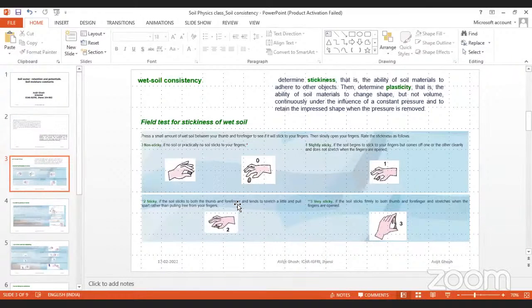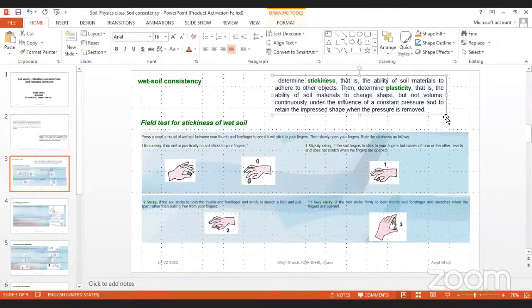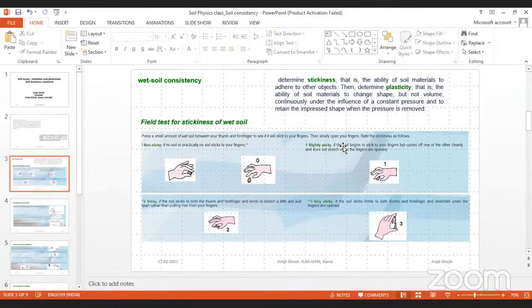It falls from your hand. Slightly sticky will be told when it sticks to one finger but does not stretch when the fingers are separated or opened. It will be told sticky if it stretches slightly and then breaks down. And it will be told very sticky if you stretch or separate your fingers more, and the soil also touches your finger this way.